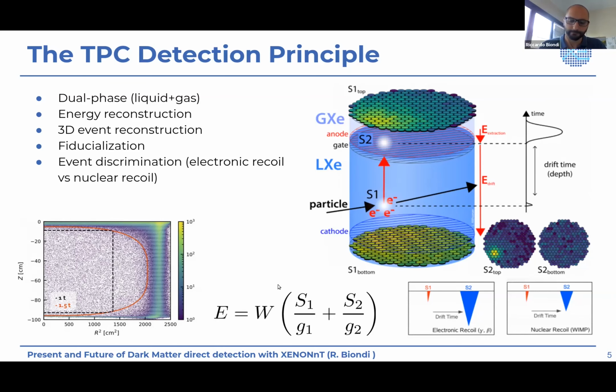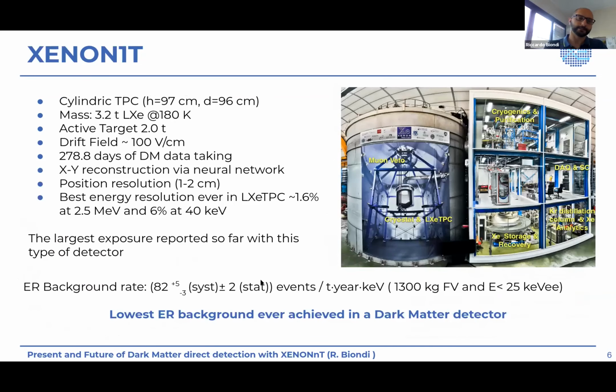The last, or at least for now, iteration of this technique is the XENON1T experiment that is located at Laboratori Nazionali del Gran Sasso here in Italy. You can see a picture of the water tank of the experiment and the facility where all the subsystems are stored, like the DAQ, cryogenic purification, xenon storage, and distillation columns.